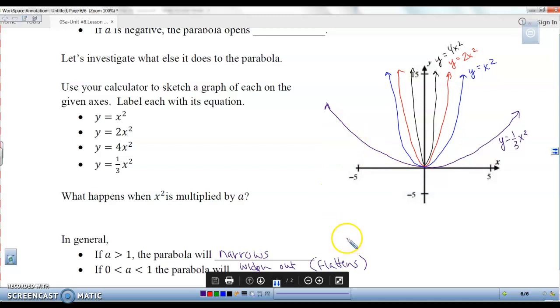All right, so the a value tells us which way the parabola opens, up or down, but it also tells us how wide or how narrow it's going to be. So if the a value is greater than 1, it's going to narrow up. The bigger the number, the narrower it gets. And if it's between 0 and 1, which means a fraction between 0 and 1, it's going to flatten out and may be wider. Okay, so let's see if we can pick out the values that work for this.